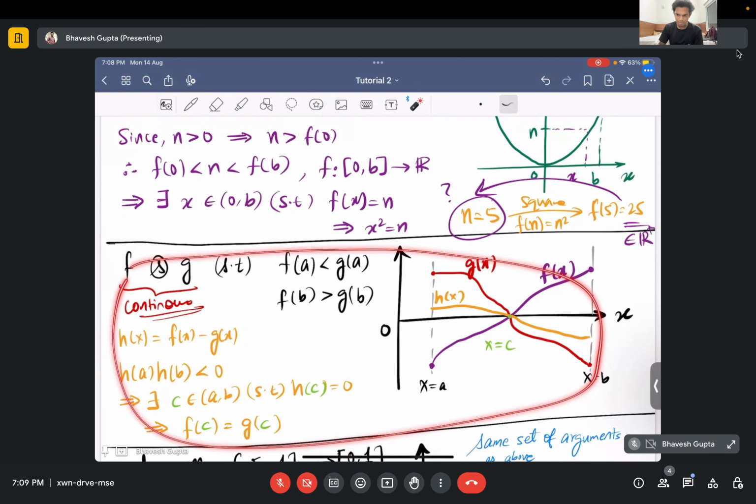I guess my screen got stuck, right? It's frozen. It's not moving at all.